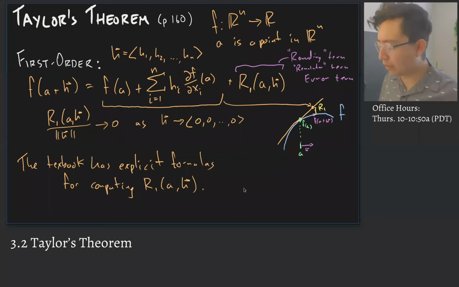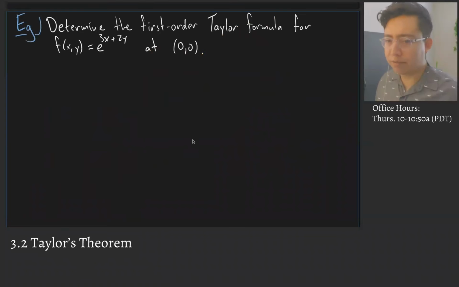But before we start writing it down more precisely, I want to do an example of working with this formula for the first order Taylor's theorem, okay? So here we're going to want to determine the first order Taylor formula for this function here at this point here, 0, 0. So we need to be given a function and a point.